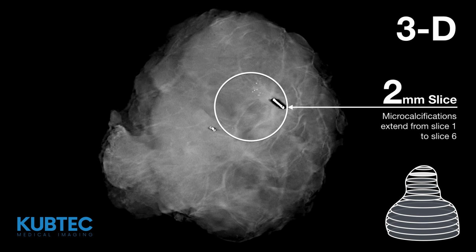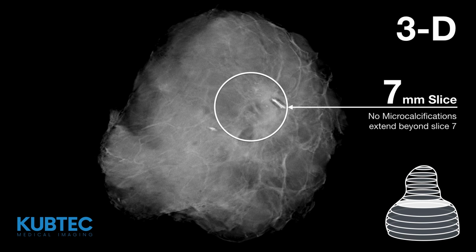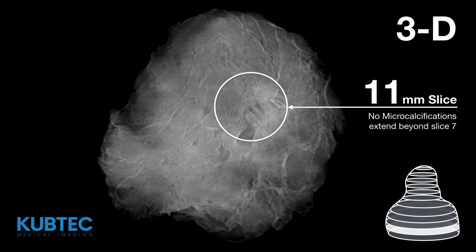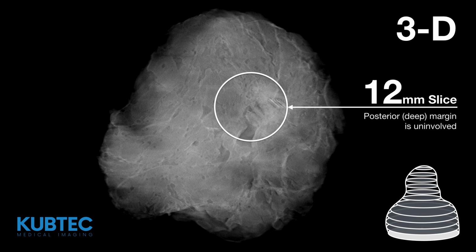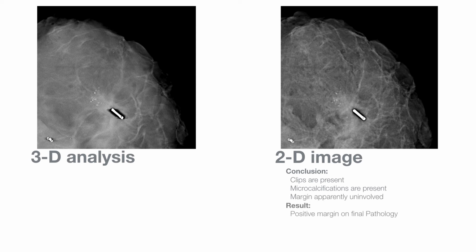As the scan progresses, we can see that the microcalcifications extend from slice 1 to slice 6, and that no microcalcifications extend beyond slice 7, and that the posterior margin is uninvolved. Using traditional 2D imaging, the surgeon would conclude that the clips are present, microcalcifications are present, and the margin is apparently uninvolved. As a consequence, the positive margin would be discovered on final pathology.